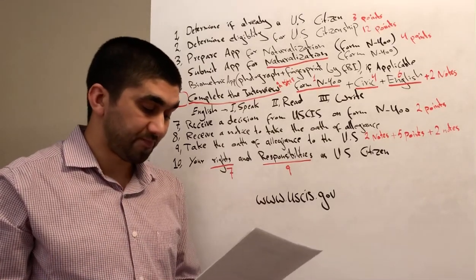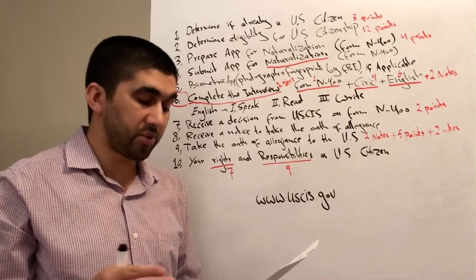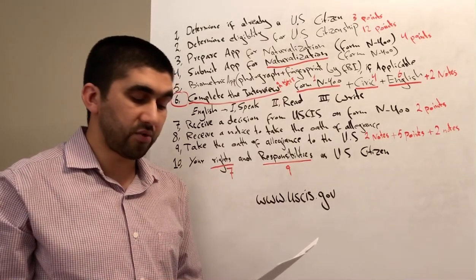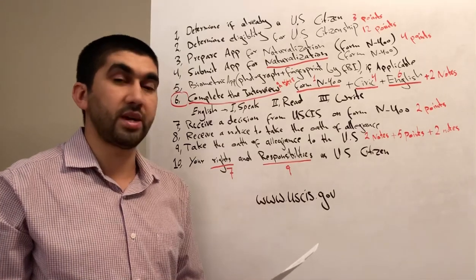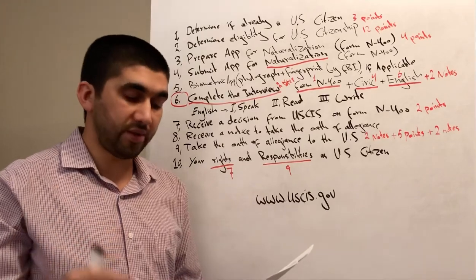So number two, be a permanent resident. That's the second requirement. Have a green card for at least 5 years, which means that you already have a green card and you must have it for 5 years.